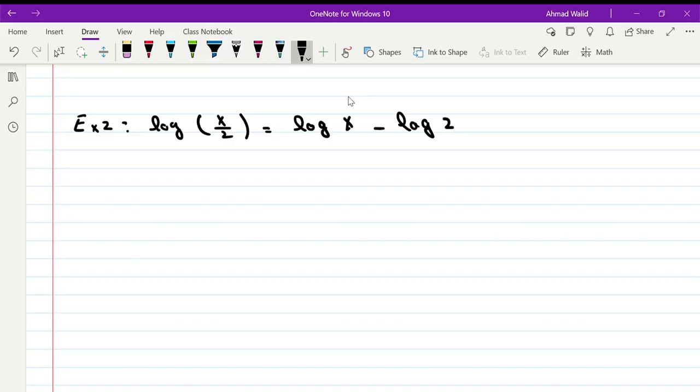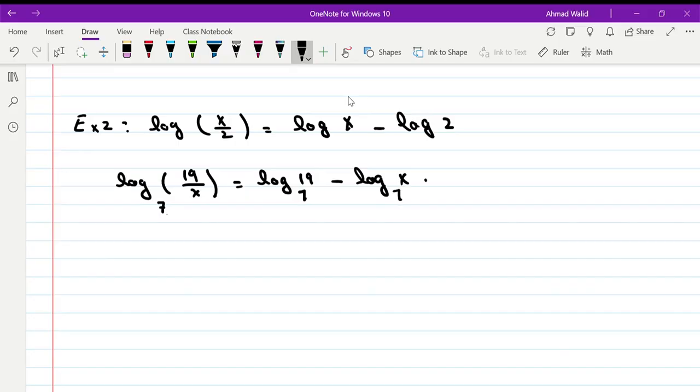Next one. Log of 19 over x base 7. Again, quotient rule. The log of numerator, which is log of 19 base 7, minus log of denominator, which is log of x base 7, done.